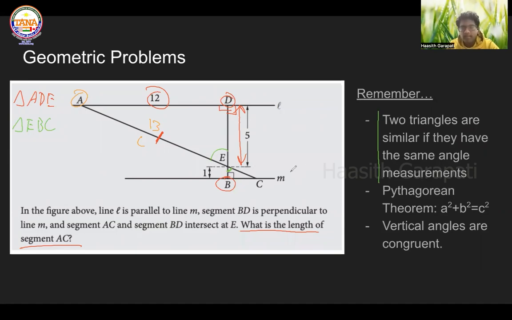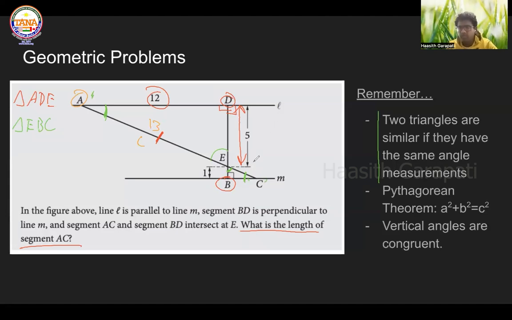And then remember alternate interior angles? This is an interior angle over here. Angle A is an interior angle, and C is alternate to A because they're on different sides of the transversal, and it's also interior. So C is congruent to A. So, basically, EBC is similar to ADE, and we can find the value of EC based off of how big EBC is.